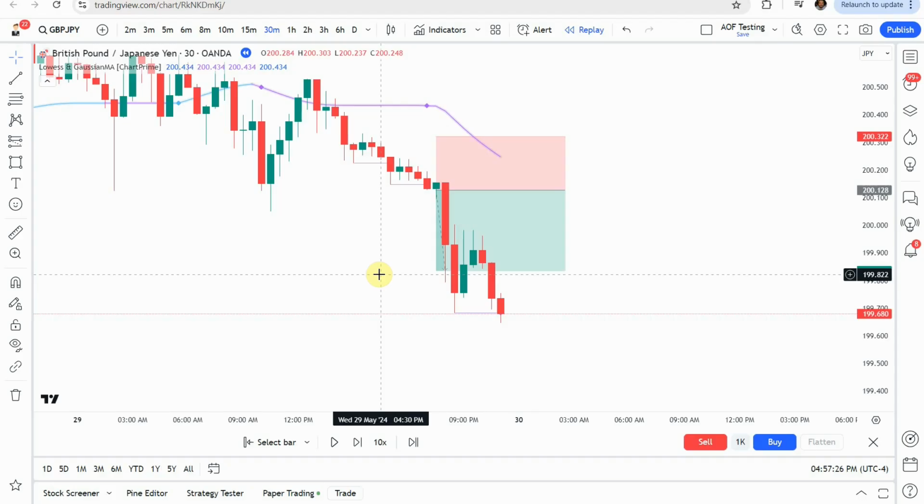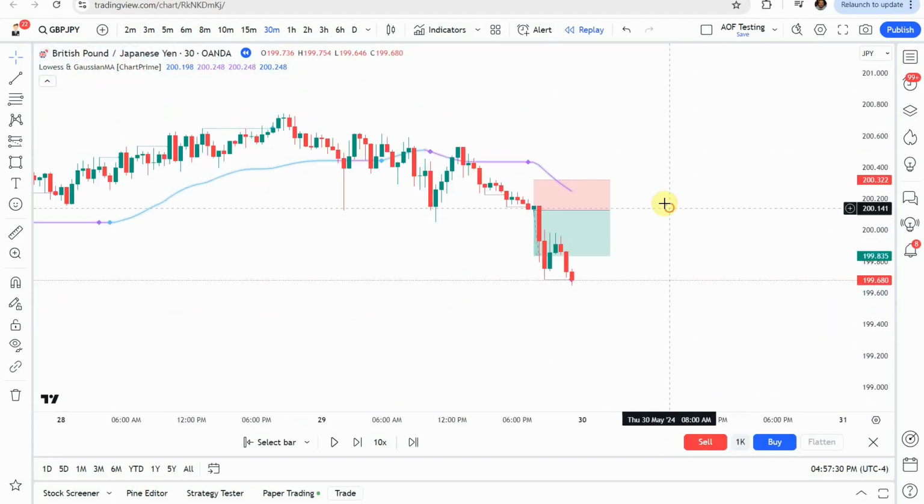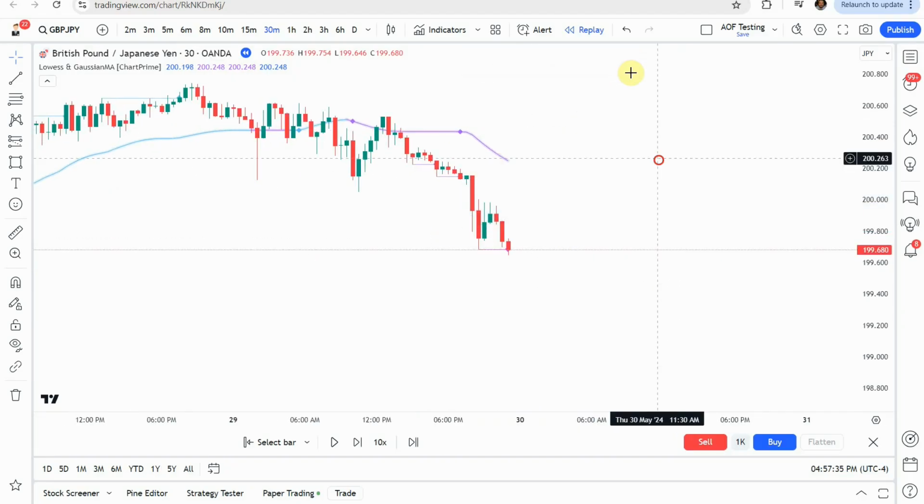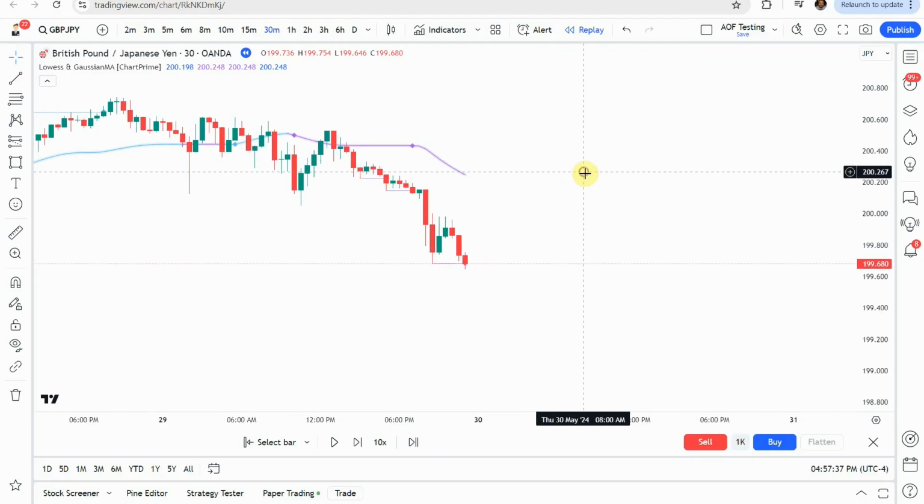Alright, let's go ahead and go over the numbers on this indicator. So we did the 50 trade test like we normally do. Out of those 50 trades, we got 24 winning trades and 26 losing trades. It's going to put it at a 48% win rate.